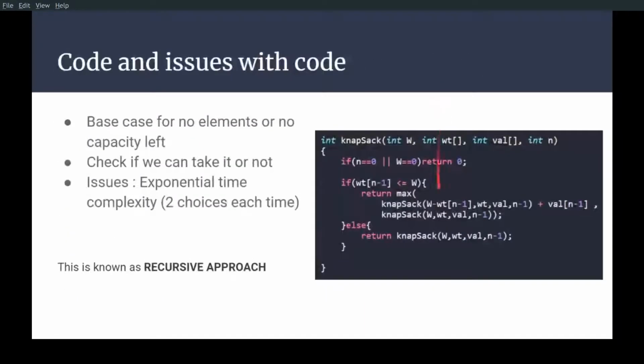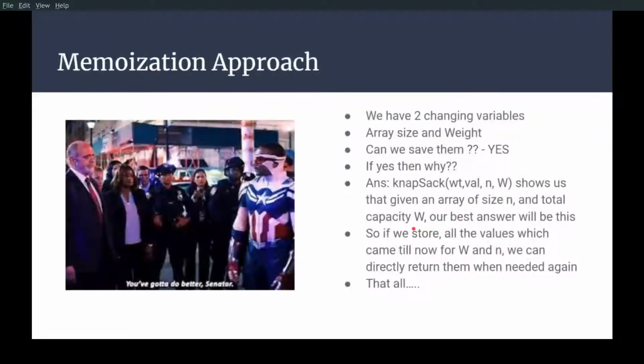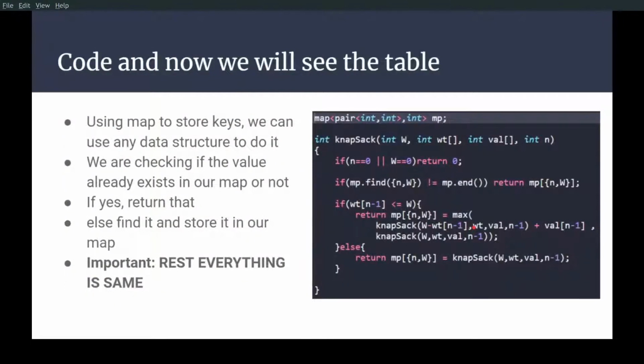In the earlier approach, we are having exponential cases. But here, since we are saving these answers, we will only have n into w types of cases. So let me just show you the code, then you will understand. What we are doing here is that we can use a map to store key-value pairs. As I think Soham pointed out last time, here we are just using a map for the understanding.